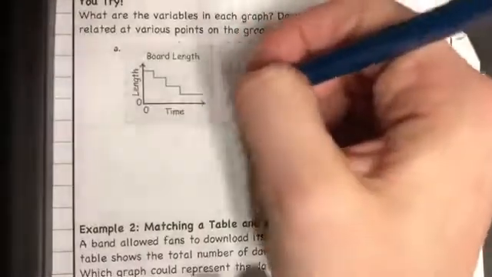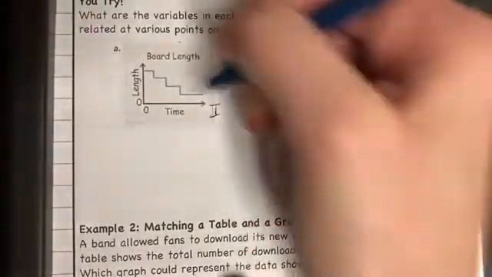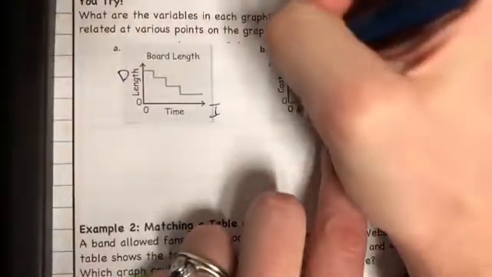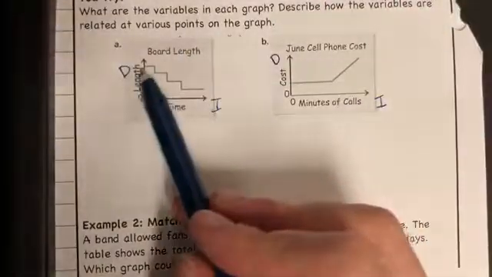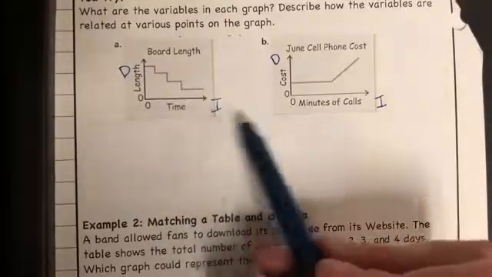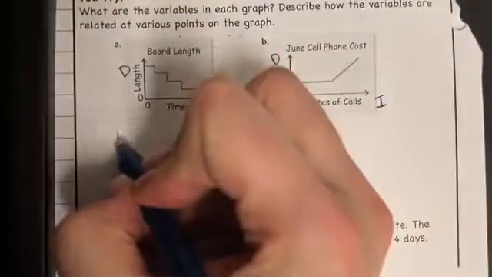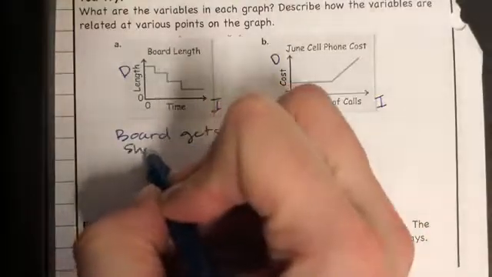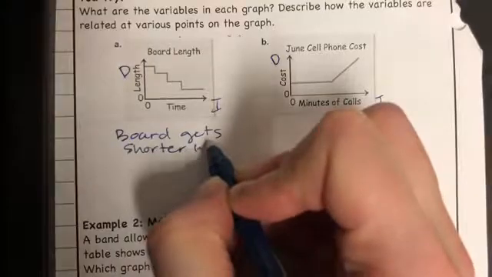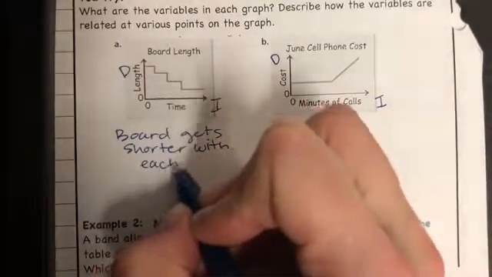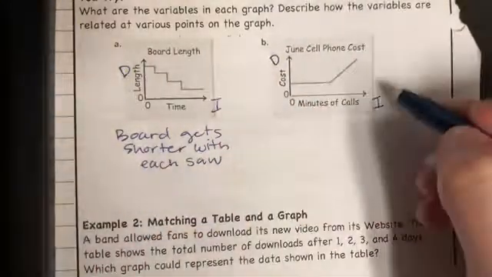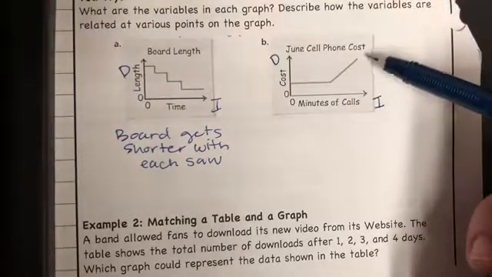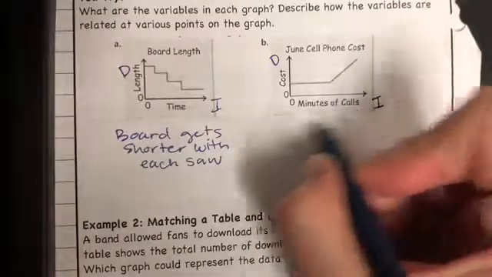All right, so our time is our independent, our length is our dependent. In this one, our board is getting shorter with each saw. And in this one, the cost of our phone bill is going to increase with the minutes of calls or however many calls.